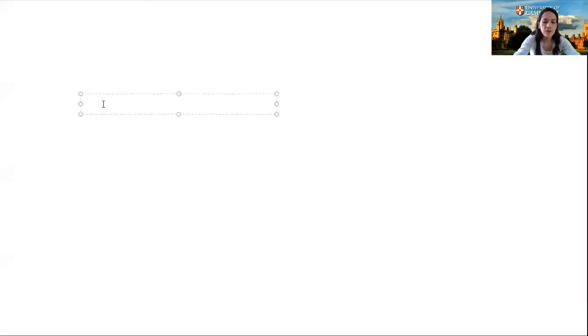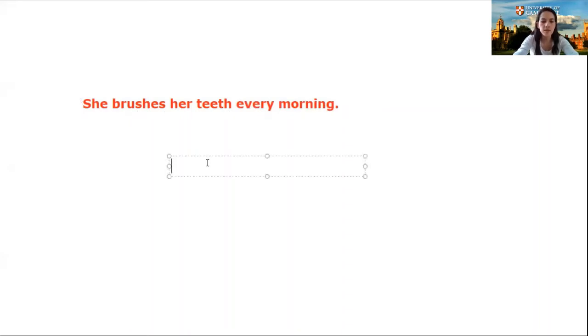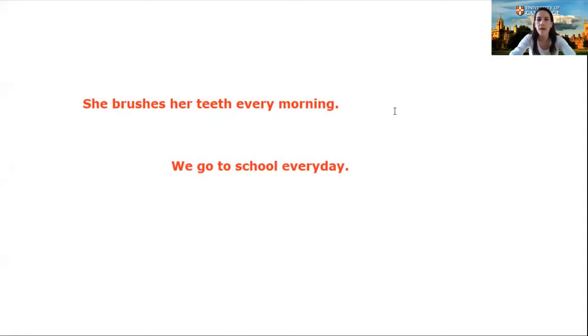And we have some rules. In this case, it's a review. You know this, okay? For example, in the case of he, she, and it, you have to use an S. For example, she brushes her teeth every morning. We need to add an S to the verb, okay? In the case of I, you, we, they, it is not necessary. We go to school every day. We talk about daily routines, habits, okay?